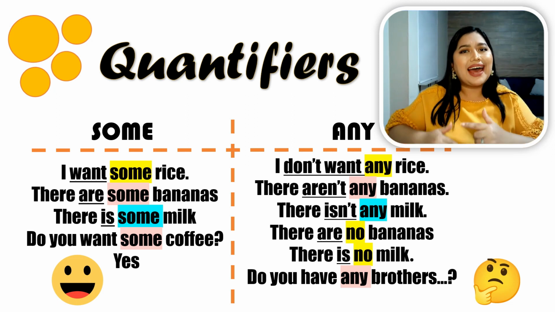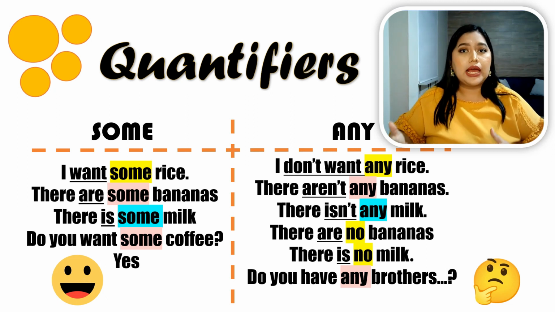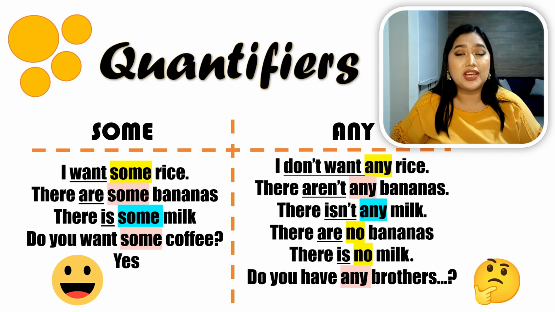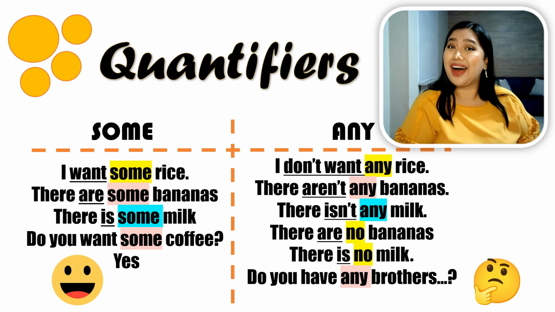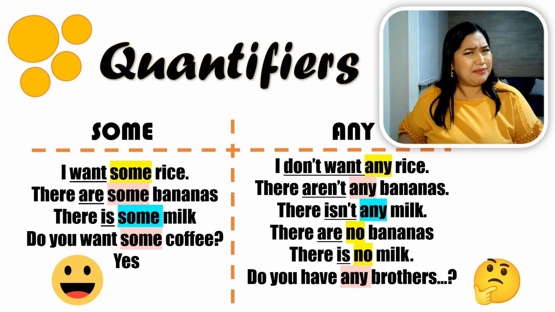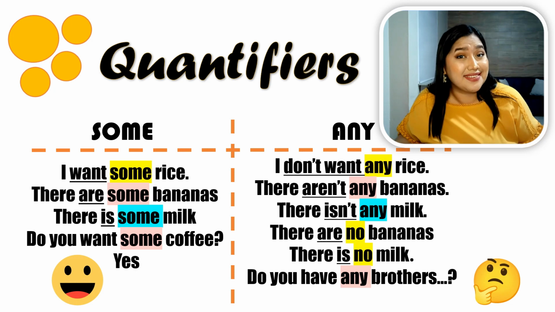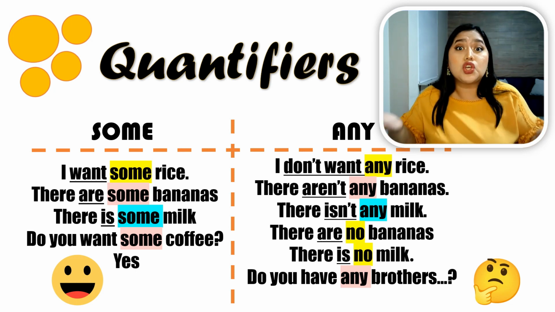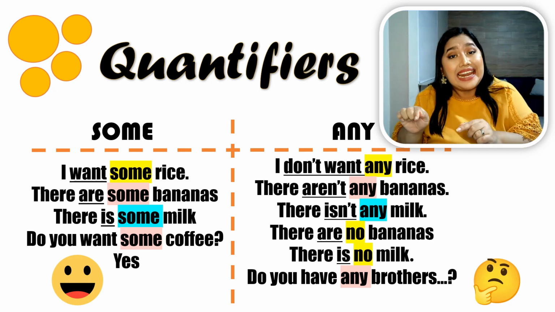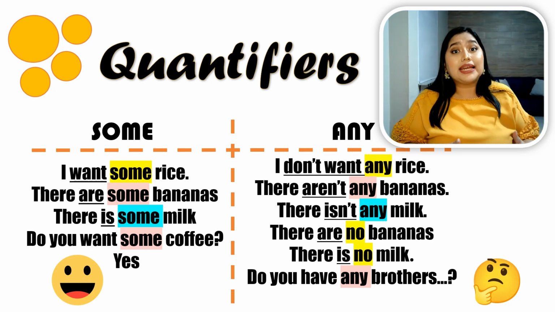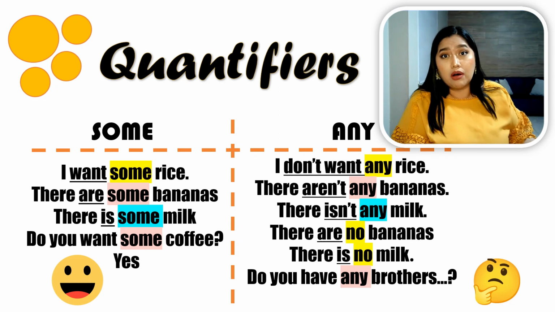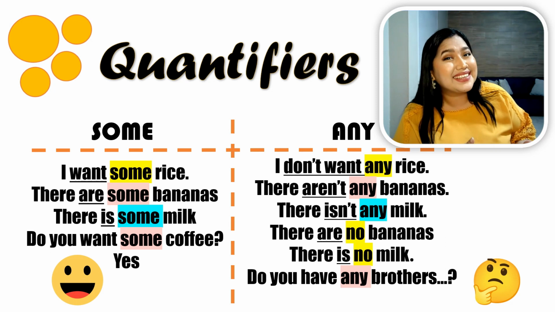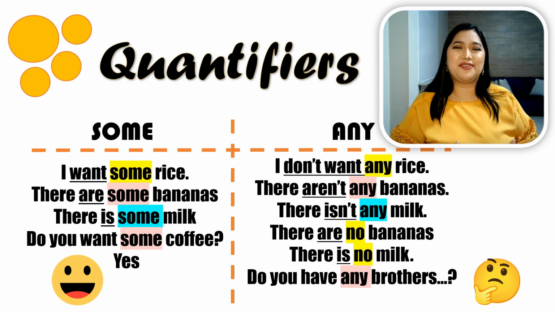When you're going to ask about something and you don't know the answer, you can use any for questions. It's not the same. Do you want some coffee? Or do you have any brothers or sisters? I don't know the answer. Do you have any information? Do you have any homework? So if I don't know, I use any for the question. But if I expect a yes as a response, we use some. Do you want some coffee? Do you want some help? Yes? That is the difference here.